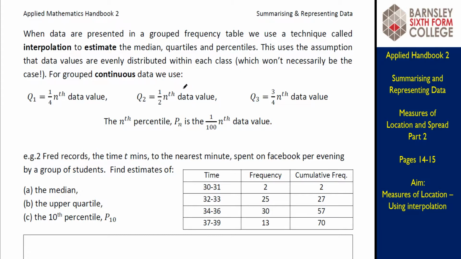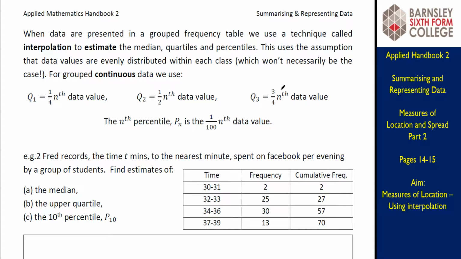This contradicts what we talked about right at the start, where if we had 10 values, we'd say we have the fifth and sixth value. Here, if we've got 200 values, we're just going to take the 100th as our median, even though technically it's the 100th and the 101st. We're just going to use half of n.